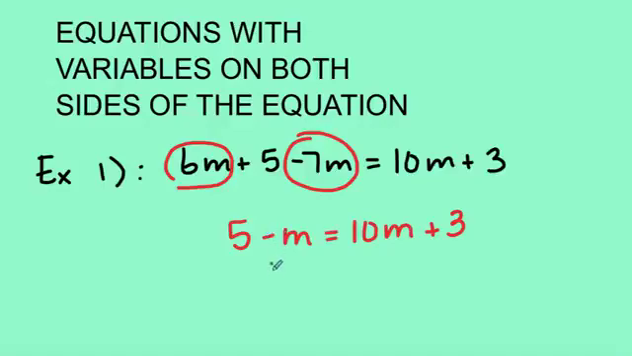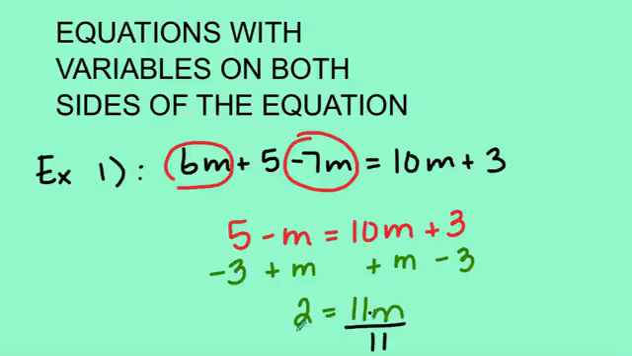So I'm going to bring this negative m, I'm going to add him to the other side. And then I'm also going to subtract 3 to isolate that variable to get the variable by itself. So I'm going to get 2 equals 11m. Now 11 is being multiplied to the m, so I have to do the inverse operation. So I'm going to divide both sides by 11. So m is equal to 2 over 11.